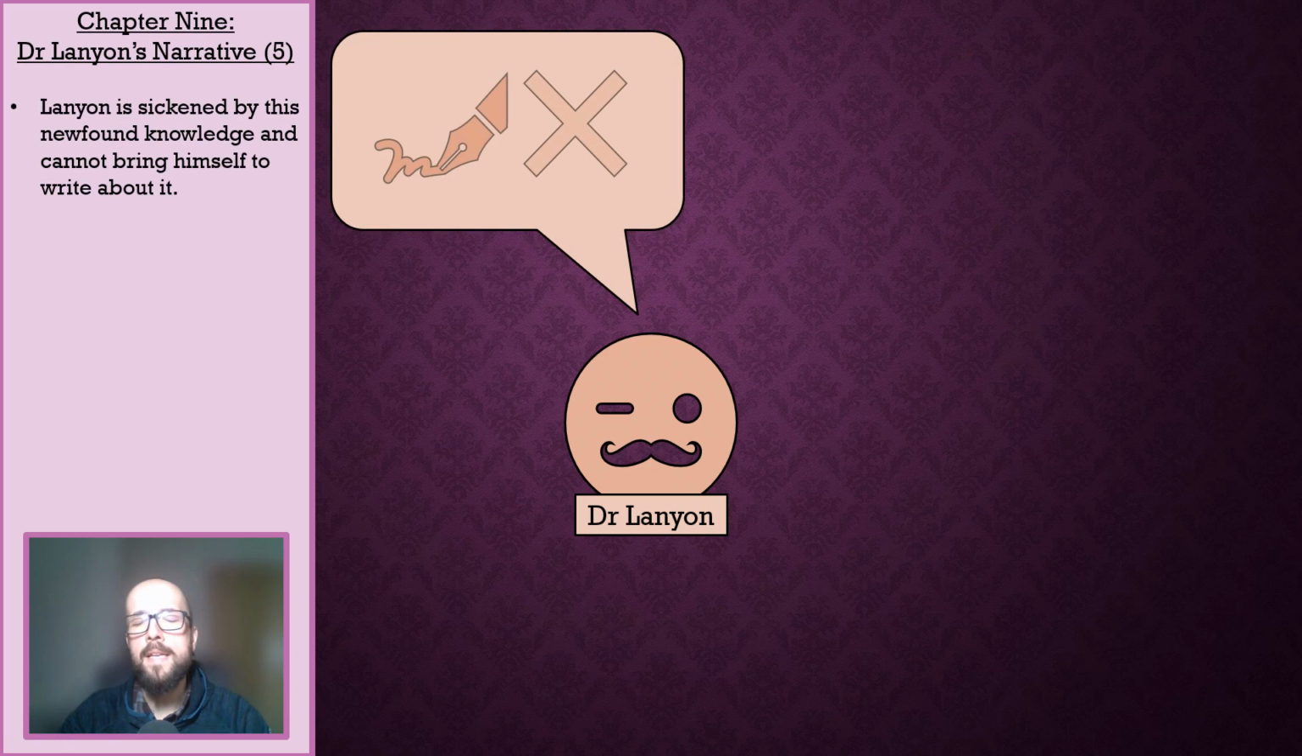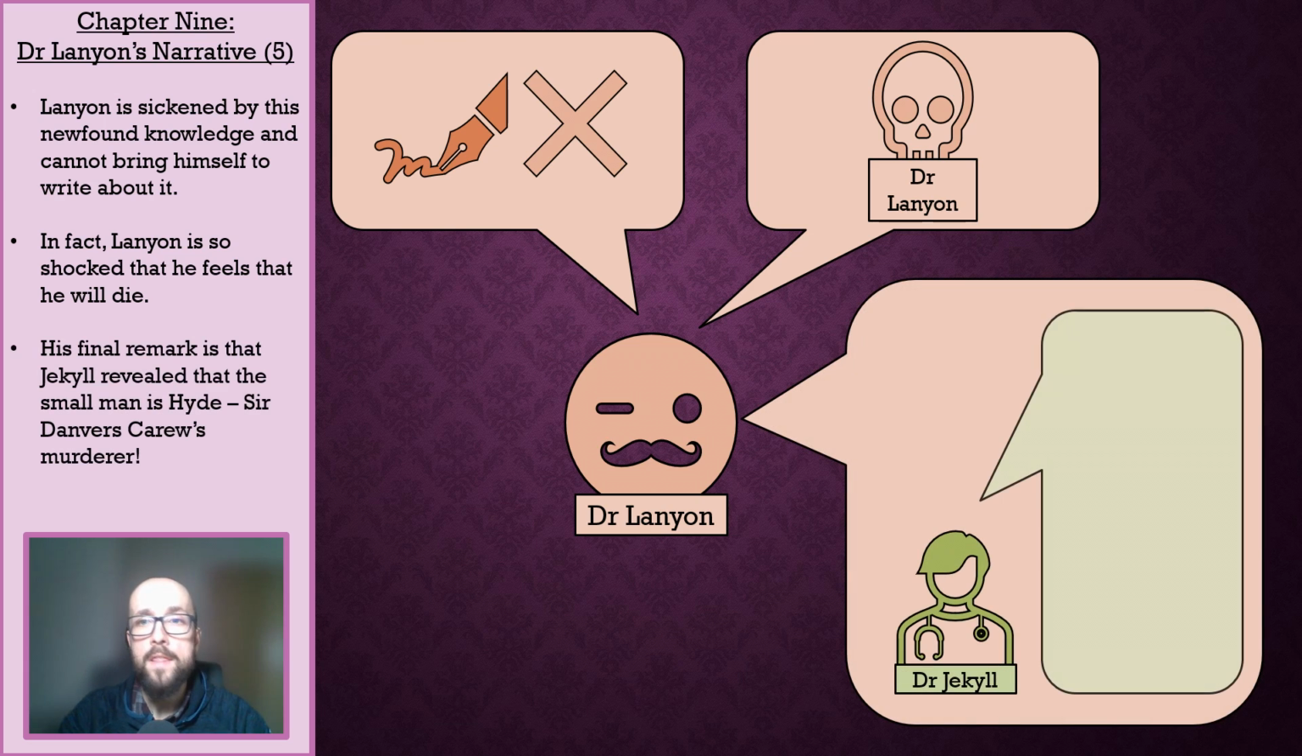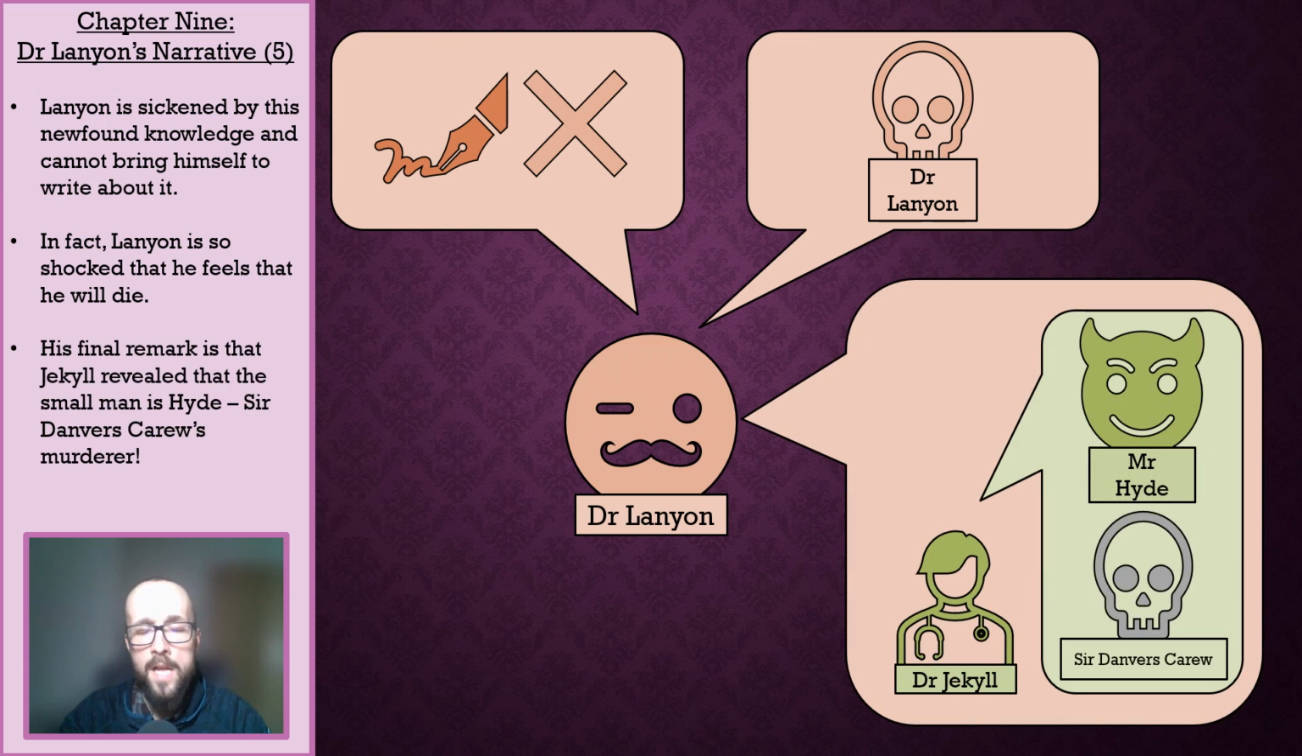Lanyon is absolutely sickened by this revelation. It shocks him so profoundly that he is unable to make himself write any more about it. In fact, he is so shocked that he thinks he might die. He closes his narrative by disclosing that Jekyll revealed that the small man he was only moments earlier was in fact Hyde, the man who murdered Sir Danvers Carew. If this is where Chapter 9 ends, what does Chapter 10, Henry Jekyll's full statement of the case, reveal?